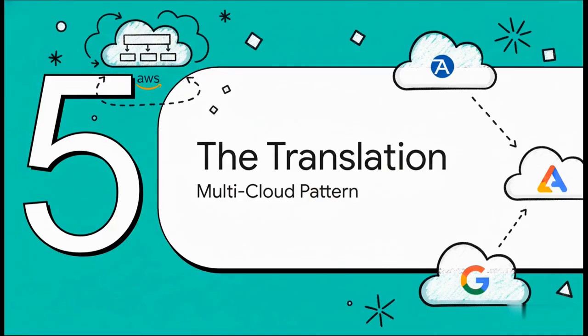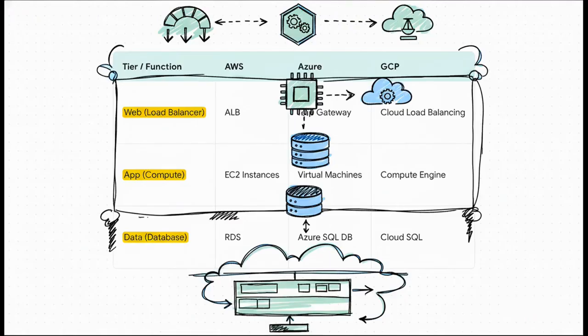But what happens when your next project isn't on AWS? What if it's on Azure or maybe Google Cloud? I mean, just take a look here. The names are all different, right? AWS has its application load balancer. Azure has application gateway. GCP has cloud load balancing. But they all do the exact same job in the web tier. It's the same story for compute. An EC2 instance, a virtual machine, a compute engine instance. At the end of the day, they're all just servers for your app tier. The names change, but the fundamental pattern is universal.